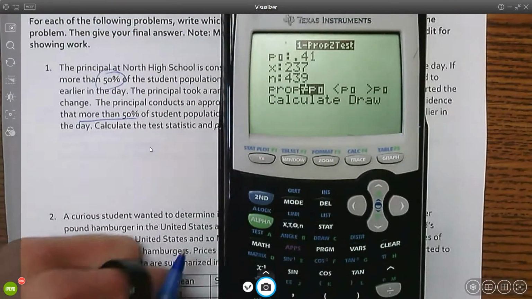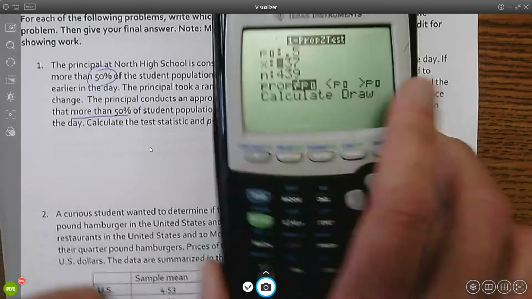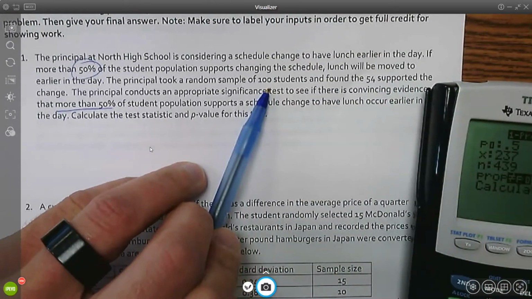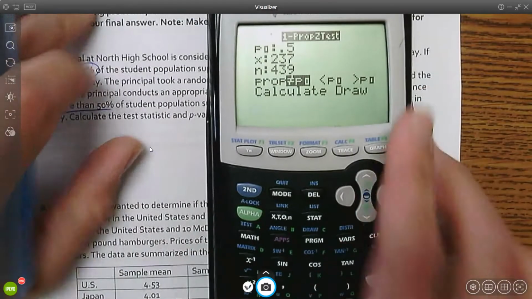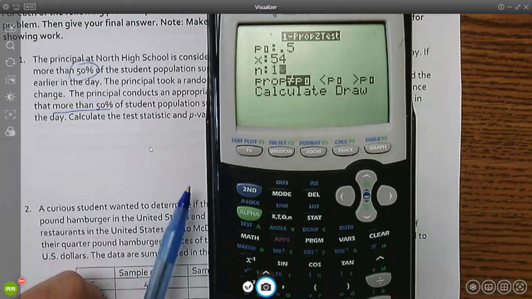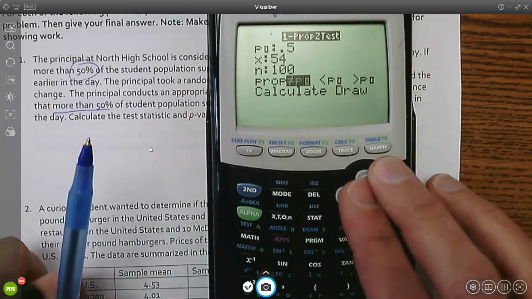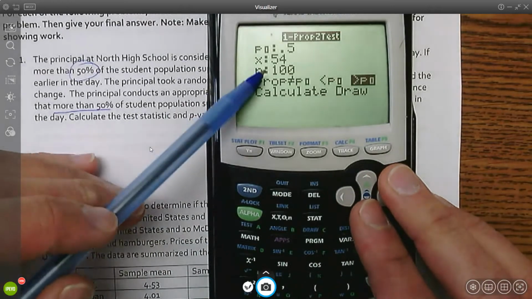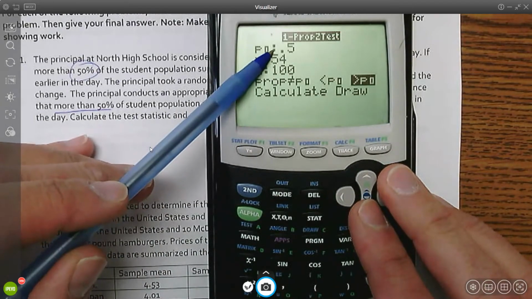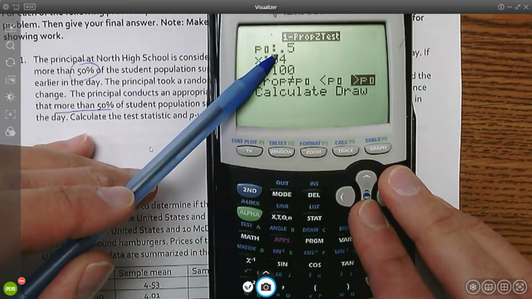So the null would be 50% of the students. Here, out of a random sample of 100, 54 supported the change. So 54 is an integer out of 100, more than 50%. So the alternative would be that the proportion is greater than 0.5.